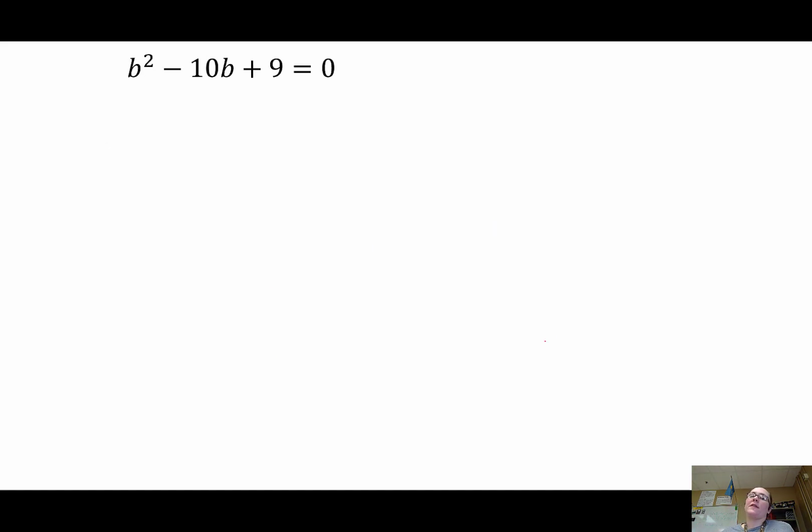All right, so what if we're not already in factored form? Well, we can very easily put these into factored form. So first thing I want to do is I want to factor that. So setting up my 2 parentheses.